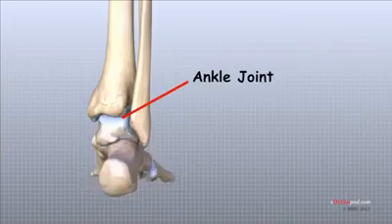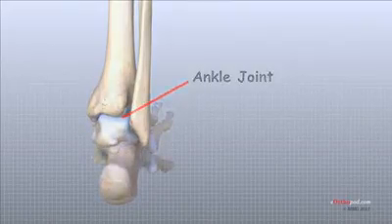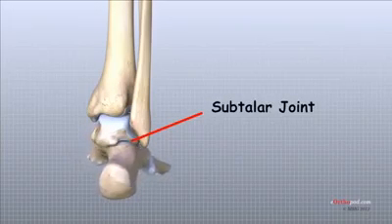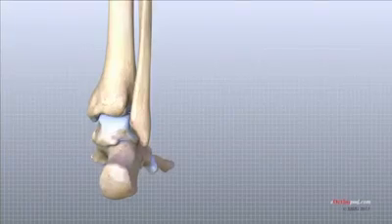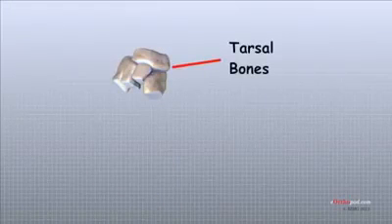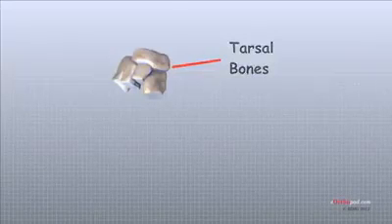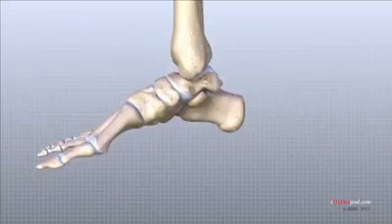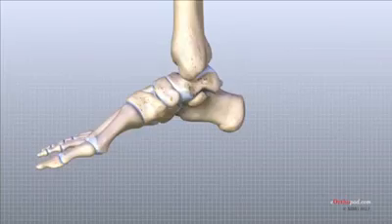The ankle joint allows the foot to bend up and down. The subtalar joint allows the foot to rock from side to side. The hind foot is connected to a set of 5 tarsal bones that work together as a group. These bones are unique in the way they fit together. There are multiple joints between the tarsal bones.